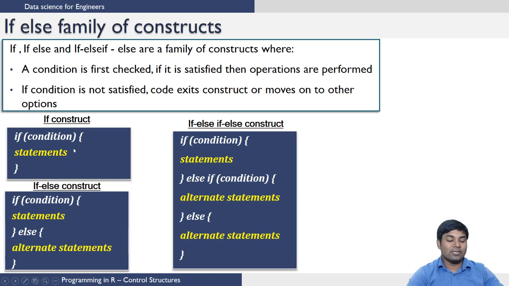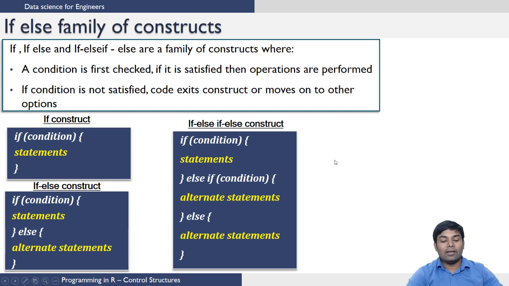First, look at the if construct. What if does is check for a condition, and if the condition is satisfied, it will execute the statements that are in the if block. The next level is the if else construct, where we want to do certain operations if the condition is satisfied, and if not, we want to do some alternate operations. So the if else construct syntax looks like this. If the condition is satisfied, perform these statements, else perform these alternate statements.